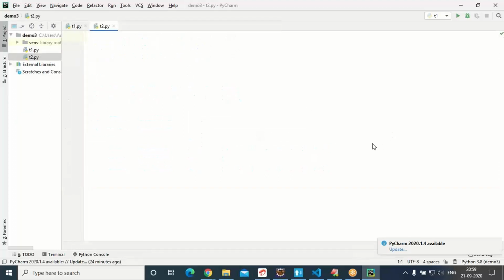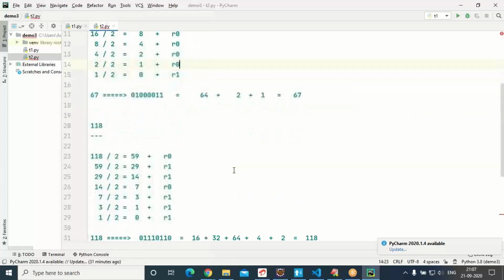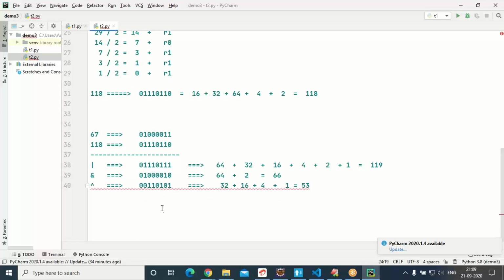T25. For 67, this is the binary representation. For 118, this is the binary representation. We know the process very well. Then you can find out the OR operator, AND operator, XOR operator.